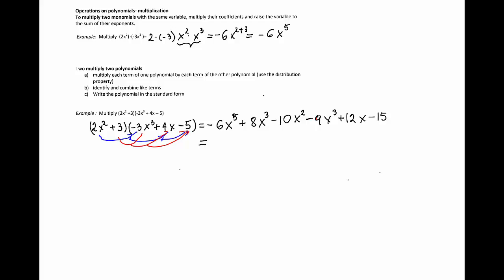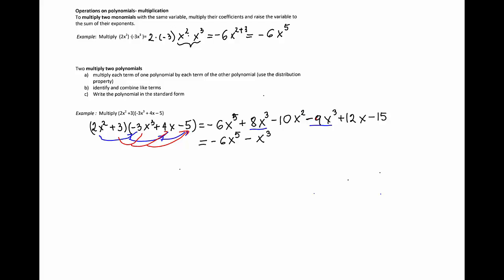The highest exponent of x is 5, therefore the degree of the product is going to be 5. We are looking for the terms with x to the fifth. There is only one, so we'll just rewrite it. There is no addition or multiplication for those terms. Then we are looking for the terms with x to the fourth. There is none. Then we are looking for the terms with x to the third, and there are two terms, 8x cubed and negative 9x cubed. If we combine them, so subtract coefficients, it will be negative 1, and therefore we'll end up with negative x cubed.